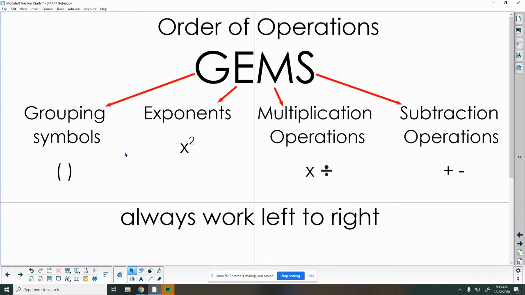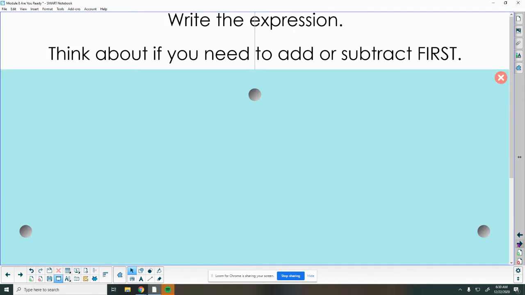That needs parentheses around it, especially if we're going to add or subtract first. If you want to multiply or divide first, you don't necessarily need parentheses around that, because you have to multiply before you add, unless there's parentheses around it. So we need to think about using the parentheses to show what we want done first. So let's take a look here.